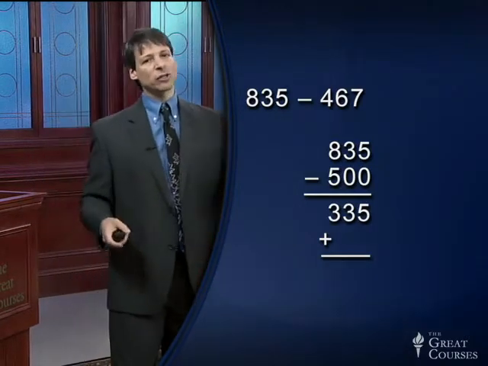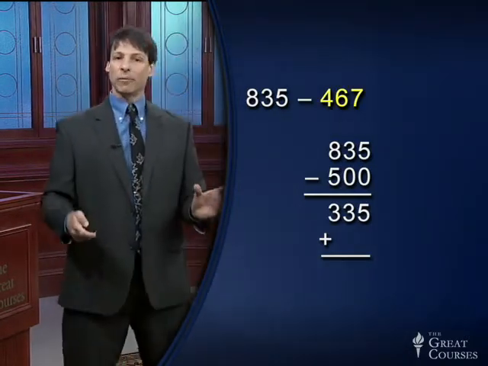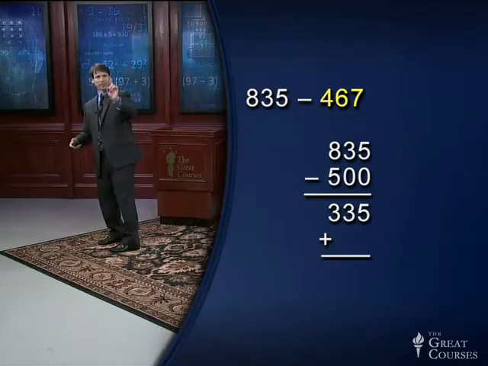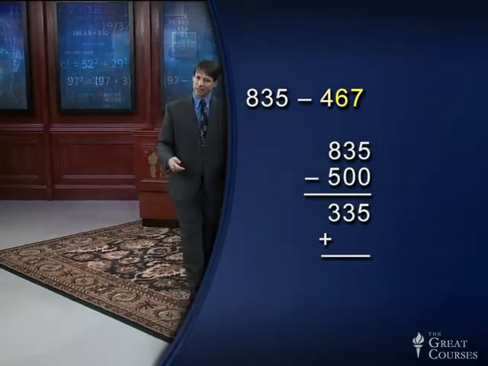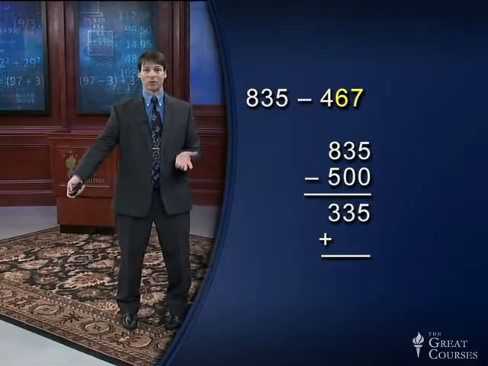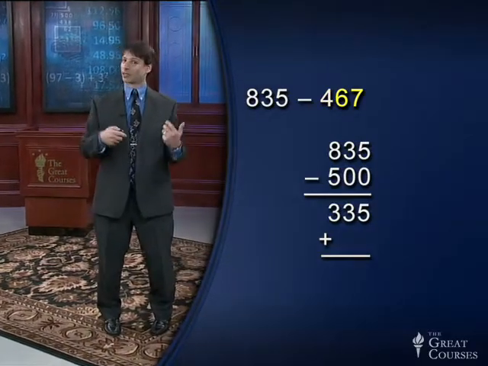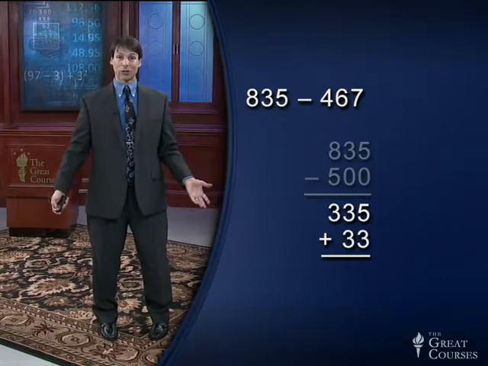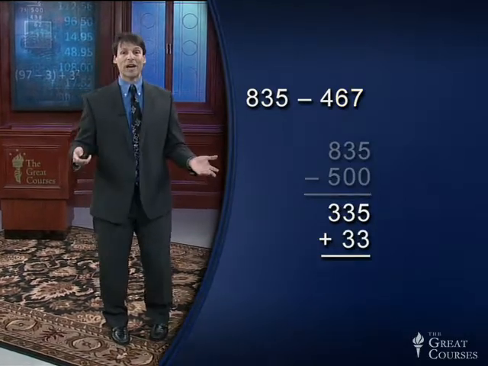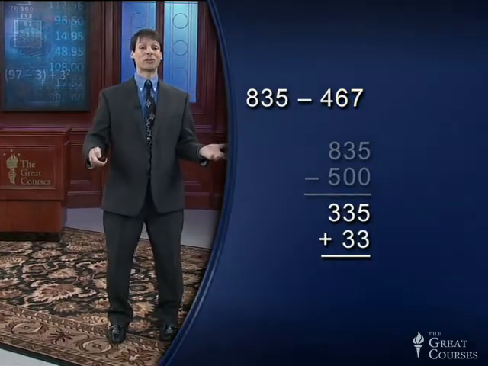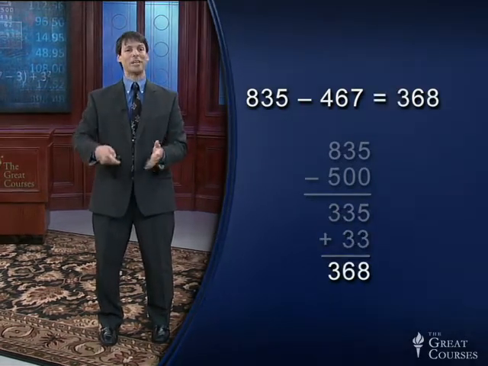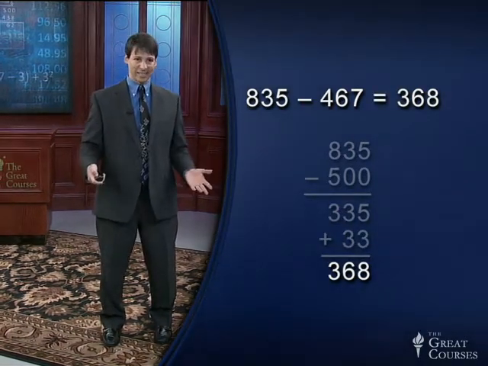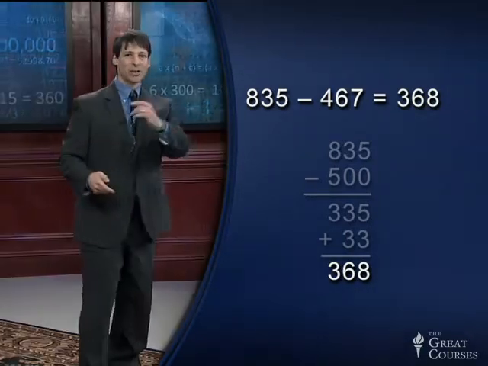Now, what is that something? Well, how far is 467 from 500? Here's the same question. How far is 67 from 100? We know the complement of 67 is 33. So 335 plus 33, right, is, from left to right, 368.